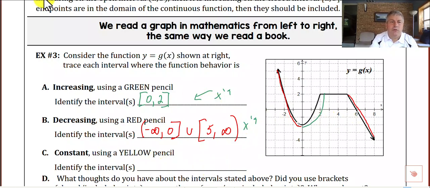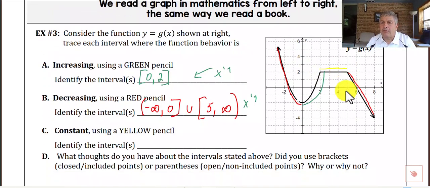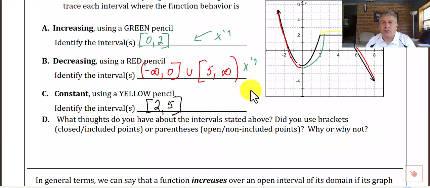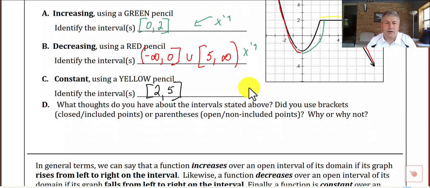And then they want me to use yellow for when it's constant. So our function is constant here between x values of 2 and 5. I'm not going to do that in yellow for you so you can see it, but from 2 to 5. So those are the x values that our function is increasing and decreasing and constant.